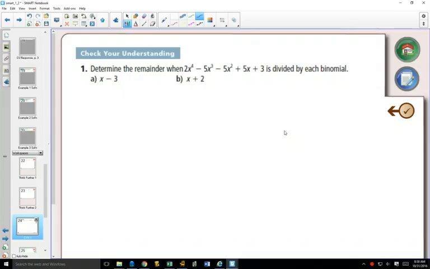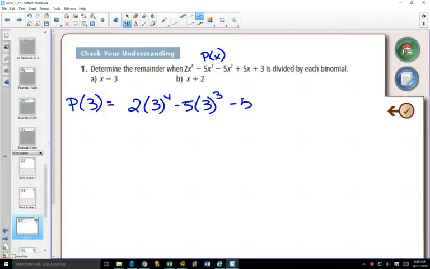So according to the remainder theorem, we can find the remainder. If we call this polynomial p of x, we can find the remainder by plugging in 3. So we would have 2 times 3 to the 4 minus 5 times 3 cubed minus 5 times 3 squared plus 5 times 3 plus 3.